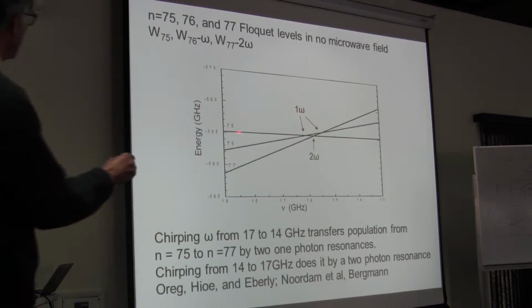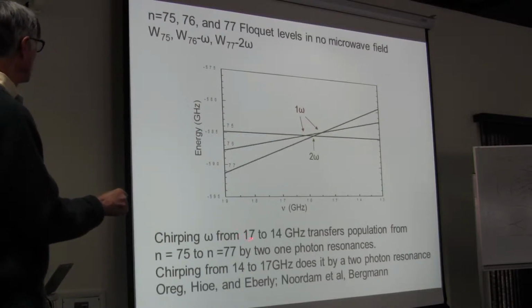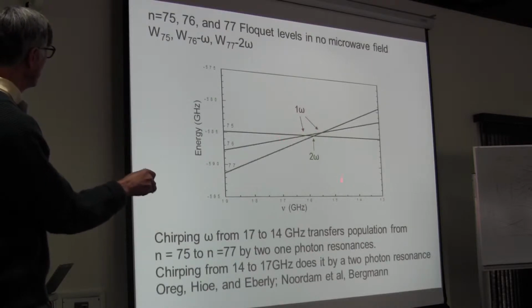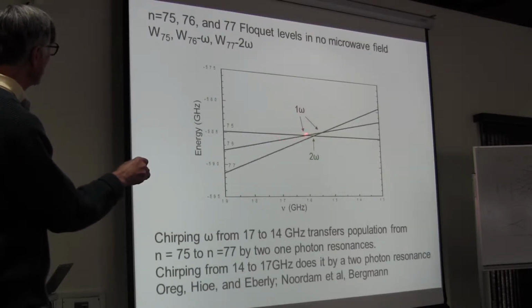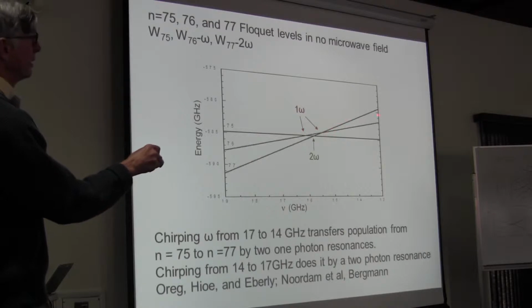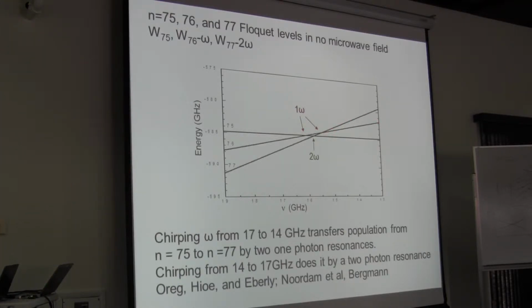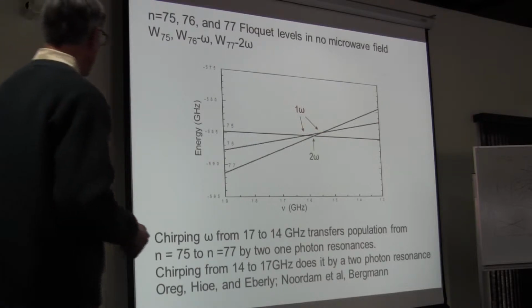And if I started out with atoms in n equals 75 and I chirped it from 17 to 14 gigahertz, say from here to here, I could in fact go through both of these avoided crossings and wind up in n equals 14. I'll just do two single photon adiabatic rapid passages.